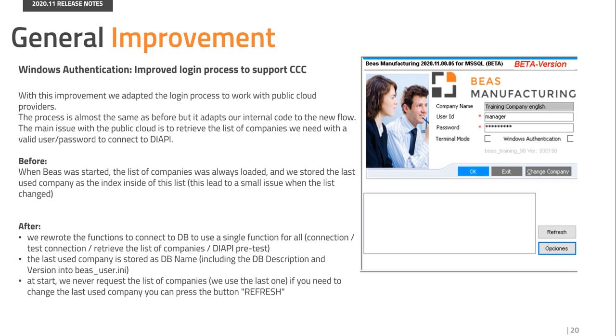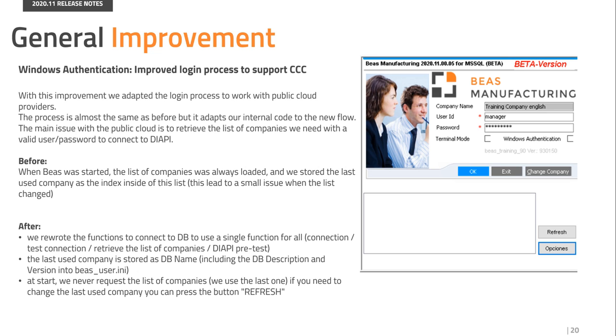We also improved the login process to support CCC. With this improvement, we adapted the login process to work with the public cloud providers. The process is almost the same as before, but it adapts our internal code to the new flow. The main issue with the public cloud is to retrieve the list of companies we need with a valid user and password to connect to the DI API. Before, when Beas was started, the list of companies was always loaded and we stored the last used company as the index inside of this list.